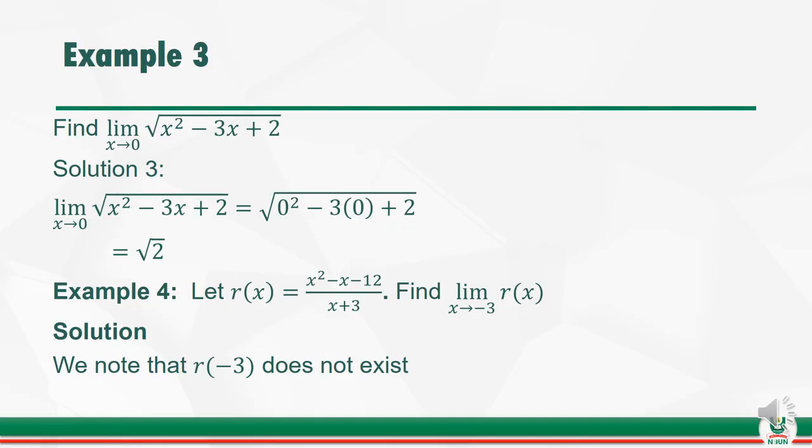Where we have s, we put 0. 3 times 0 plus 2. 0 squared is 0, minus 3 times 0 will give us 7 plus 2. The answer will give us what? Root 2.